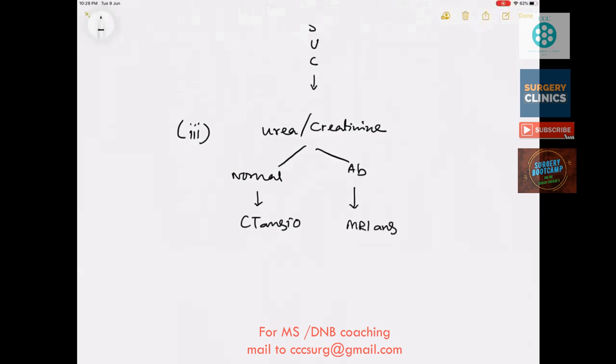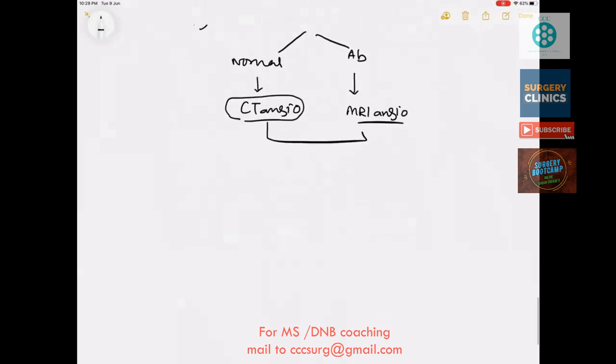Which one is good, sir? Depends, but CT angio probably gives a better anatomical image. Now, based on the CT angio or the MR angio, you decide on two major important factors. One, what is the level of block? Number two, what is the length of block?